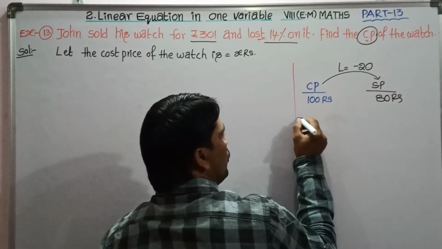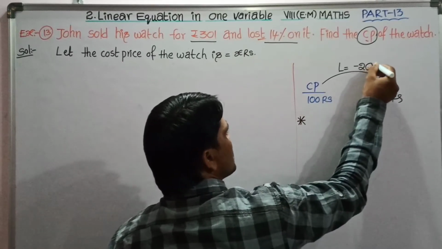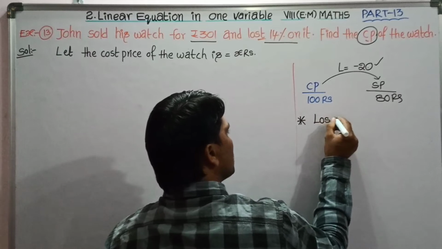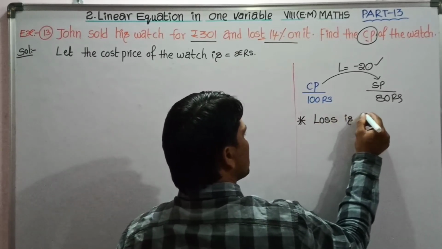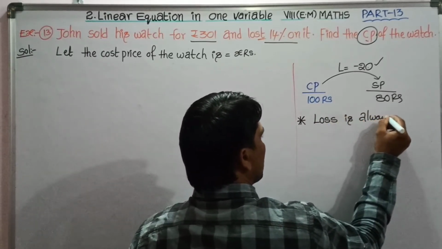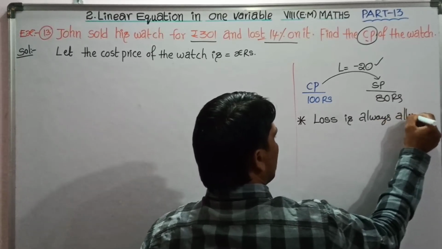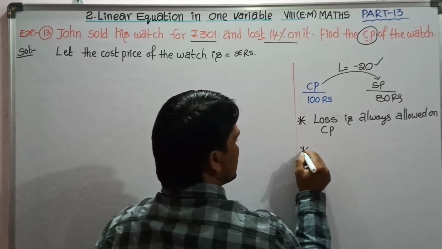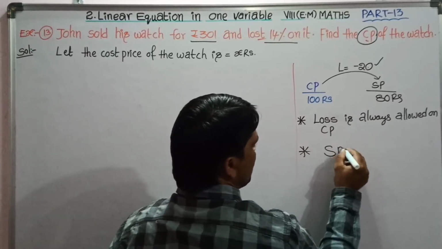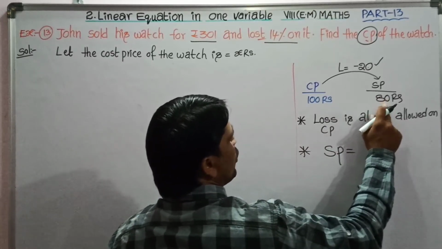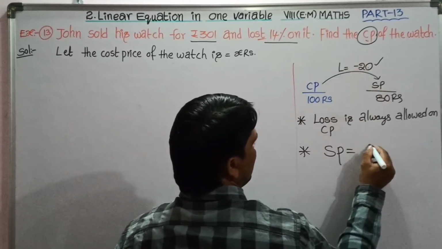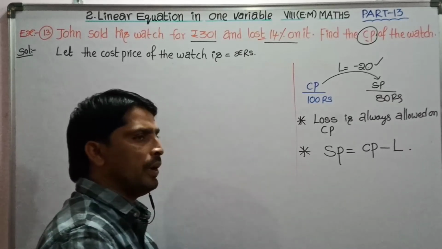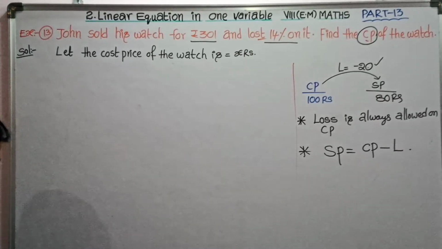We have a note that loss is always calculated on CP. Loss is always calculated on cost price. In this case, the selling price is 80 rupees, that is 100 minus loss 20. 100 is the cost price minus loss. Selling price is given by cost price minus loss.